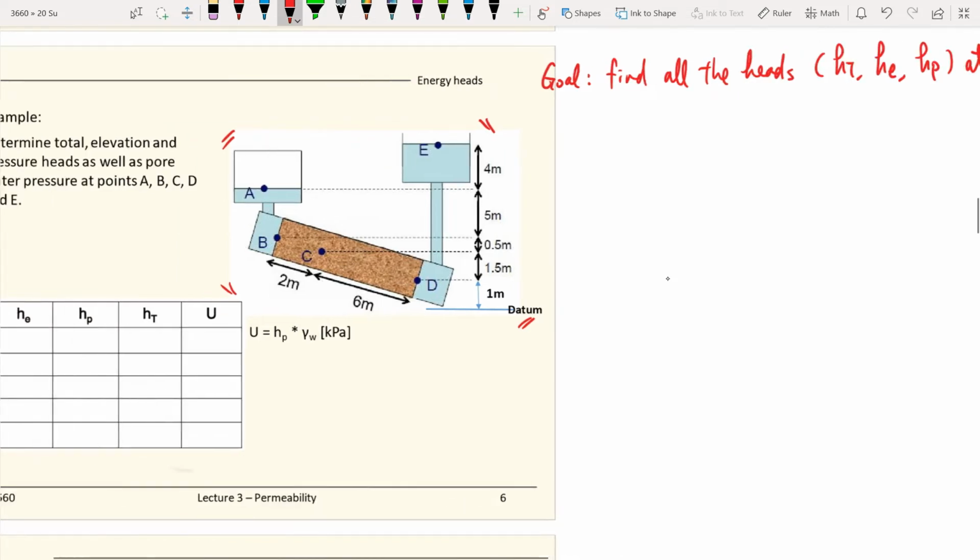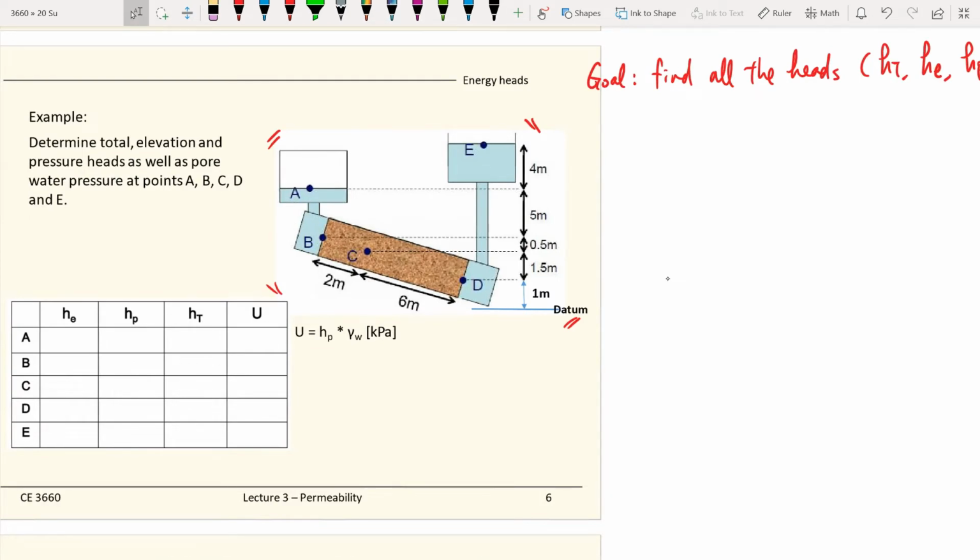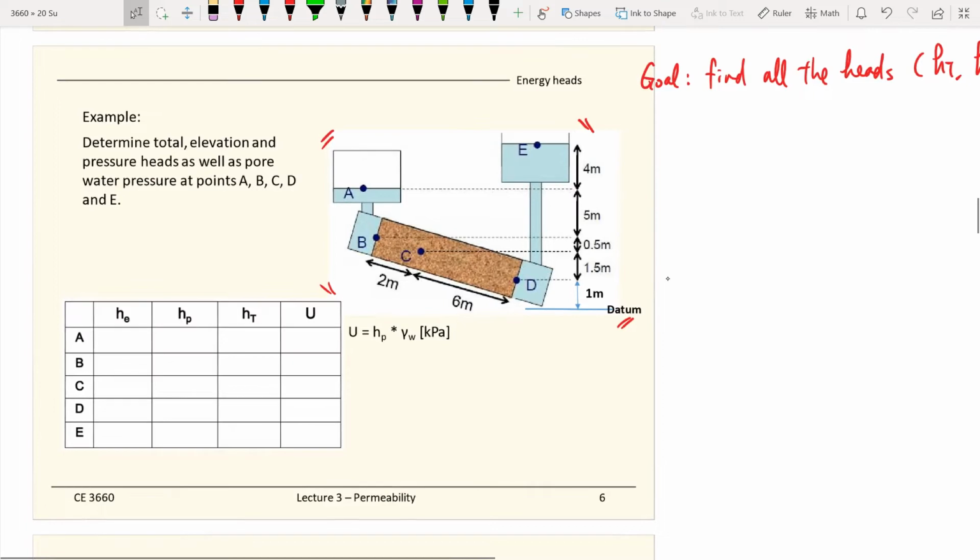Under this setup, we pick a couple of points, point A to point E, and we will try to fill up this table on the left-hand side. From point A to point E, we find all the heads: the total head, the elevation head, and also the pressure head. This is what we try to find out. And remember, we learned those equations together. The total head is equal to the elevation head plus the pressure head.